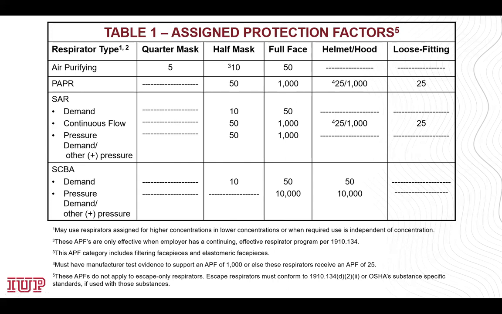For a helmet or hood, you don't have an air purifying one with that, but a powered air purifying typically gives you 25. You'd have to show that it's 1,000. The manufacturer would have to demonstrate that it meets that criteria and document that for you, and you get the same out of a supplied air respirator. Loose fitting powered air purifying is 25. Continuous flow is also 25. That's a good reference table for you when you're selecting your respirators.